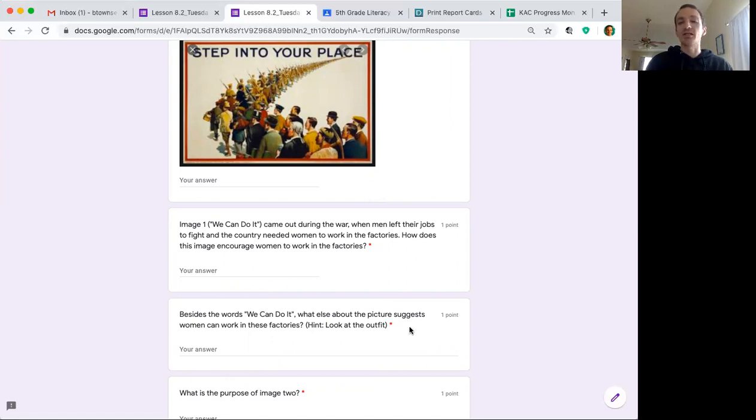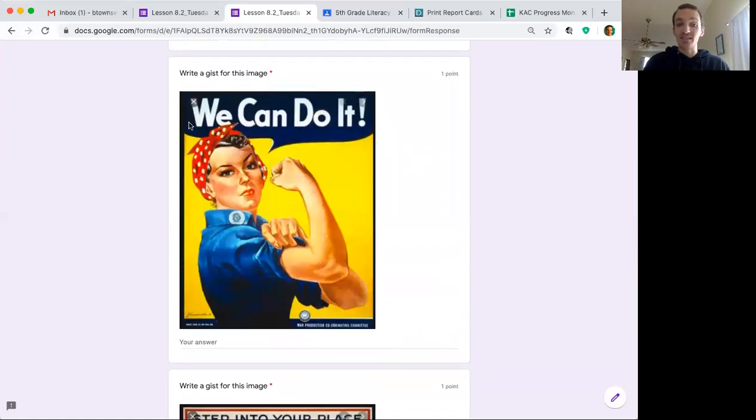Question 2, for the same exact picture, besides the words "we can do it," what else about the picture suggests women can work in these factories? So besides these 4 words up here, what else about this picture? Look at that woman right there. What else about her, about the way she looks, about the way she's acting? What else makes women think that they can also do these jobs in these factories?